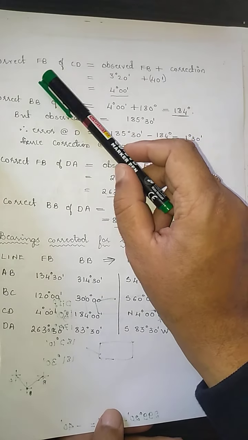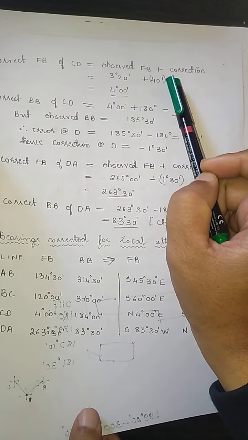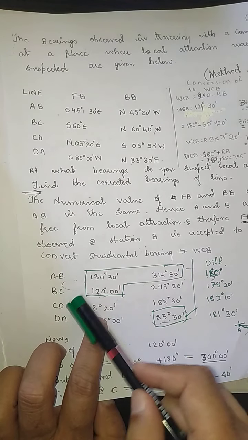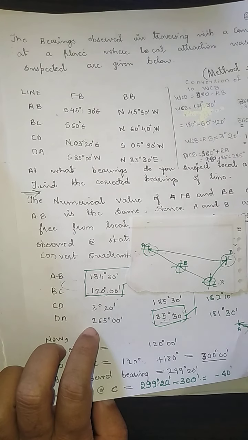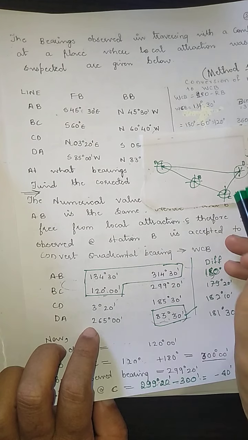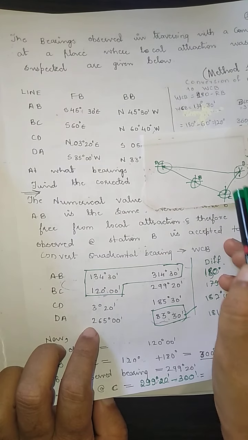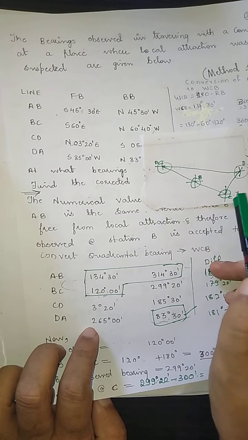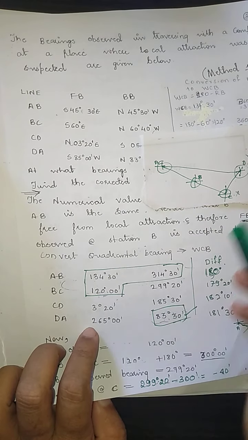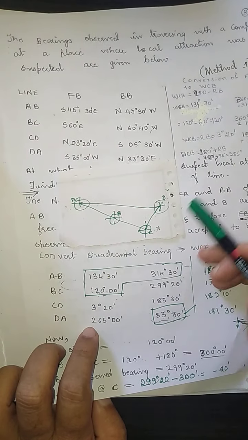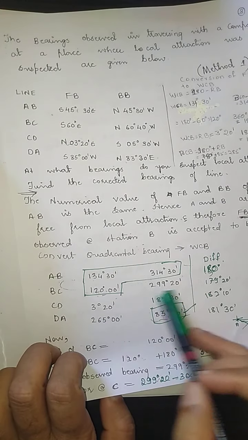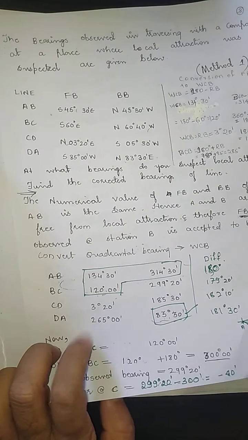Now, corrected forebearing of the line CD is this one. If this is changed, then obviously this has to be changed. What you have done here, from station C you keep a compass and measure the back bearing of the line CB. But when this is changed, obviously this forebearing also has to be changed. So we are going to do the correction at CD. This we have done, we are going to keep it as 300. Then CD we are going to change.